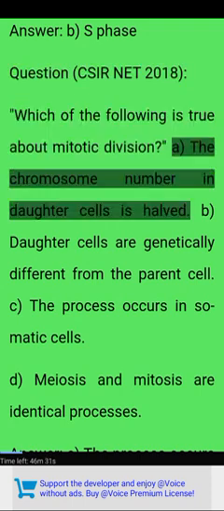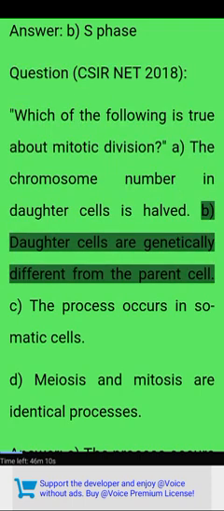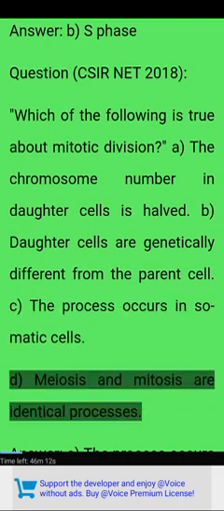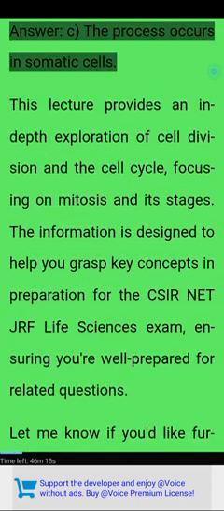Which of the following is true about meiotic division? A, the chromosome number in daughter cells is halved. B, daughter cells are genetically different from the parent cell. C, the process occurs in somatic cells. D, meiosis and mitosis are identical processes. Answer, C, the process occurs in somatic cells.